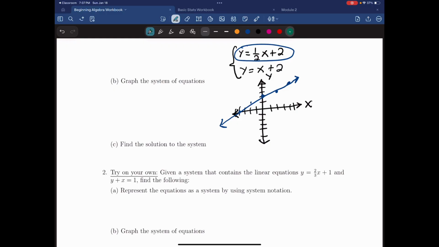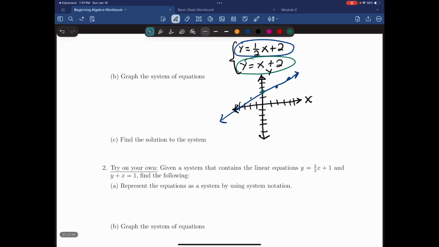Now we're going to have to graph the second linear equation, which is y equals x plus 2. So our y-intercept is the same. It's at 0, 2. And our slope is just 1 this time. So we're going to rise by 1 and go left by 1. Rise by 1, left by 1. Rise by 1, left by 1.